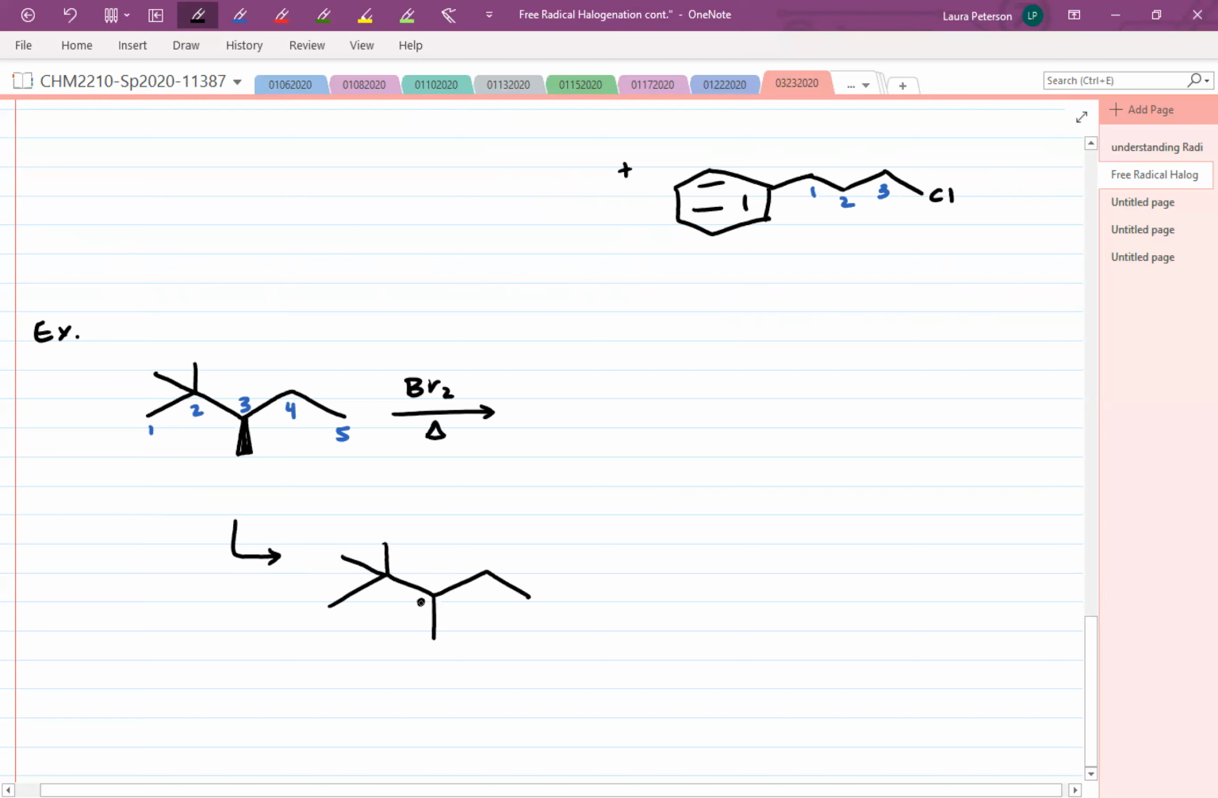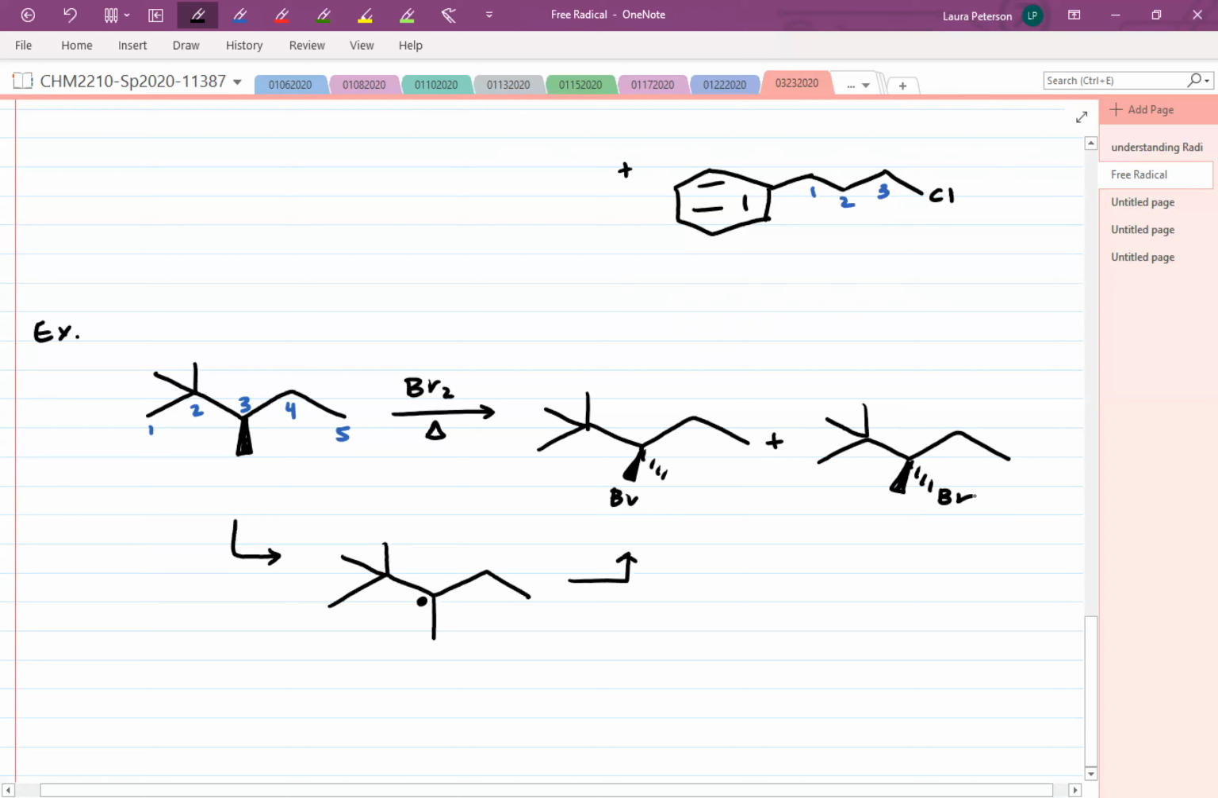Remember that the radical is sp2 hybridized and trigonal planar. So that radical that we've just drawn has no memory of the stereochemistry of the methyl group in the starting material. When we move forward to predict the products, we're going to end up with a racemic mixture because we went through this achiral intermediate where we could add bromine to either face. Bromine could come in from the top face to give us that stereoisomer, or bromine could come in from the back face to give us this stereoisomer.